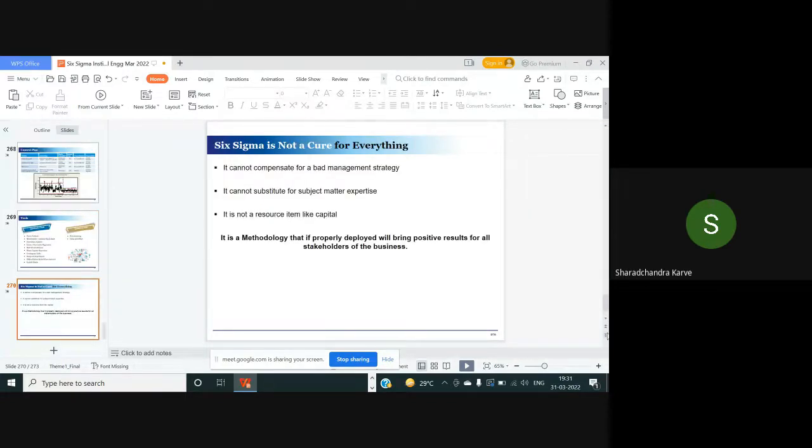Six Sigma is not a cure for everything. It cannot compensate for a bad management strategy. It cannot substitute subject matter expertise. It is not a resource item like capital. It is a methodology that, if properly deployed, will bring about positive results for any process, which is what is important for stakeholders, plant leaders, for a business.